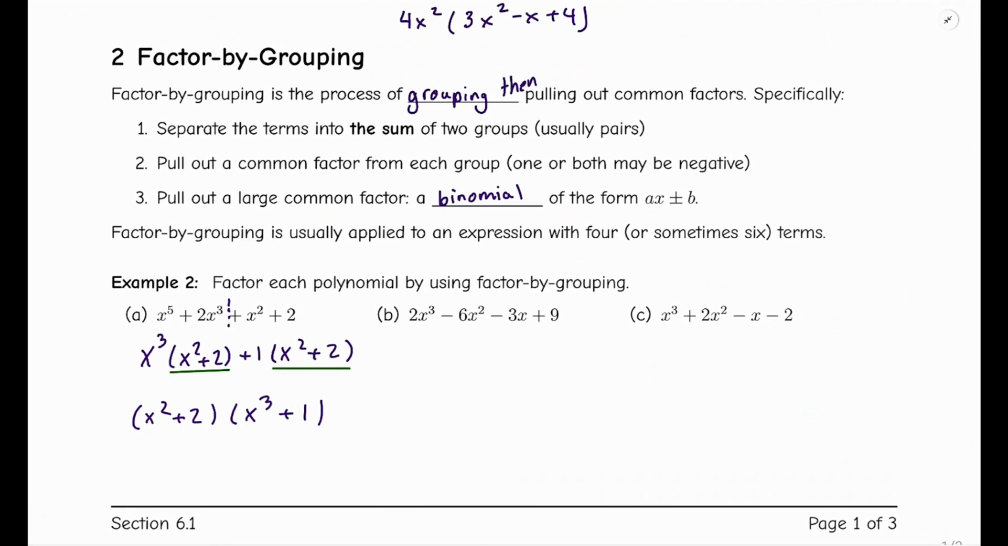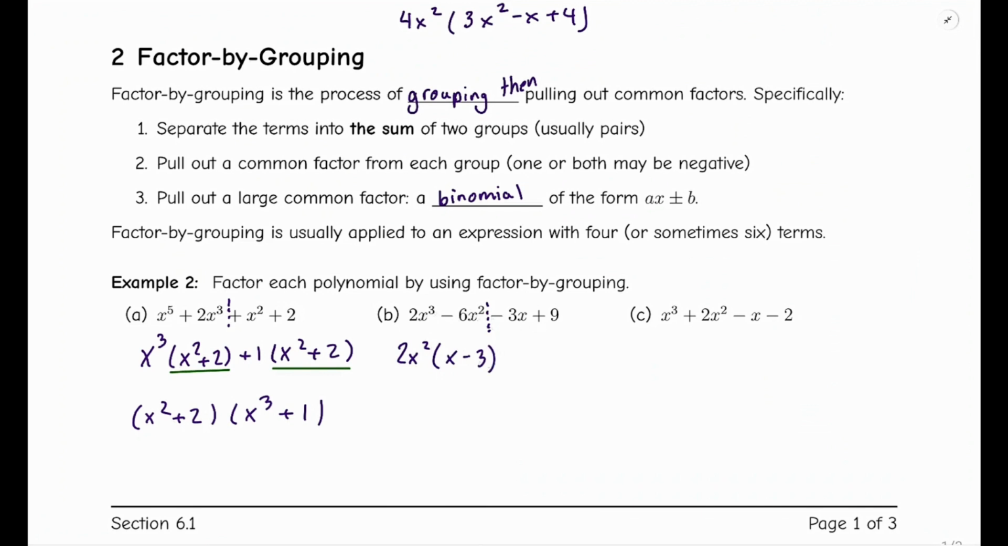Part B, 2x cubed minus 6x squared minus 3x plus 9. So I'm going to split it down the middle and see what do the first two terms have in common. They have a 2x squared in common, and we're left with x minus 3. What do the second two terms have in common?